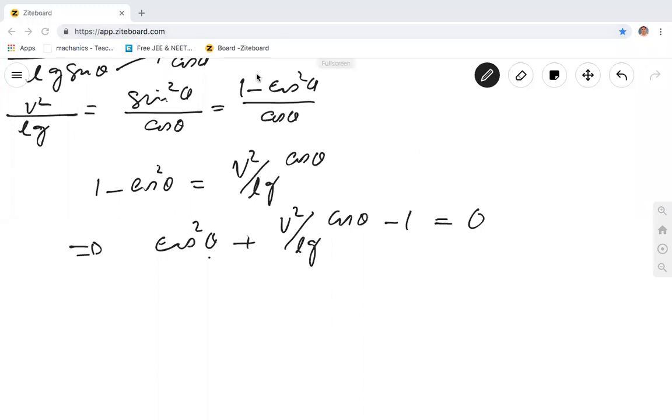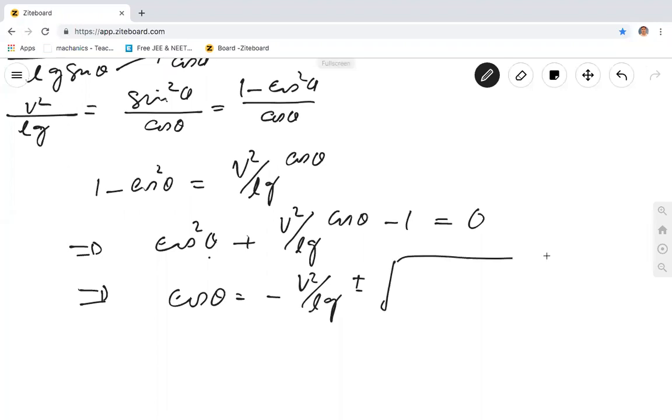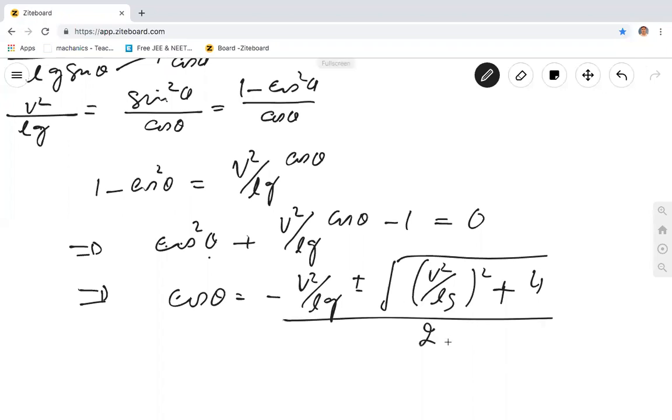Don't make noise. Now it's a quadratic in cos theta. So what's cos theta? Because it is quadratic, by the quadratic rule it is minus V square by LG plus minus root of V square by LG whole square, b square plus 4 times 1 into 1, that's 4, divided by 2. Is that right? Yes. That is the answer.